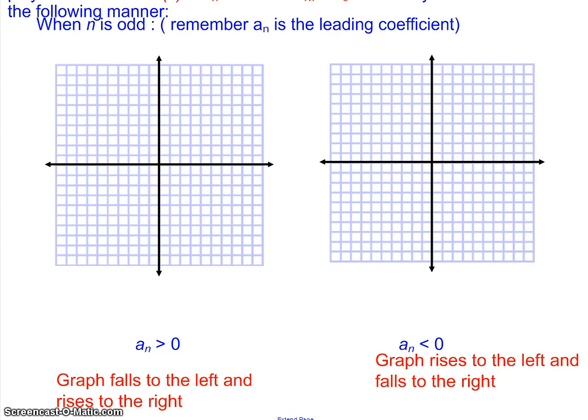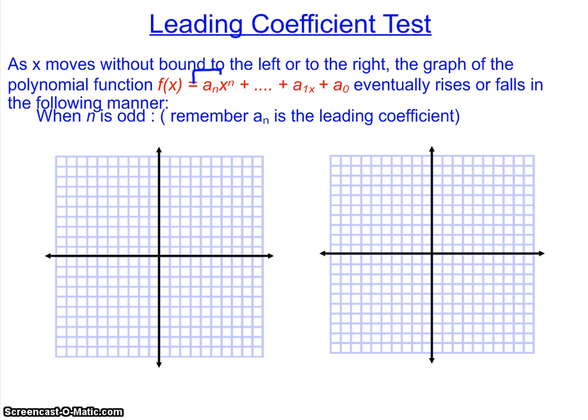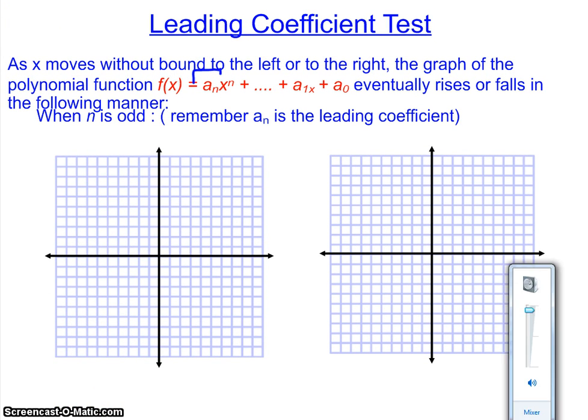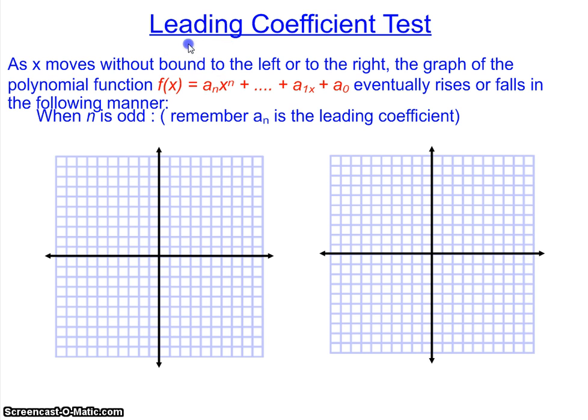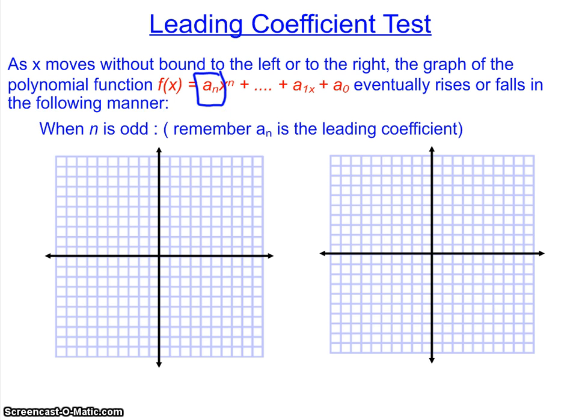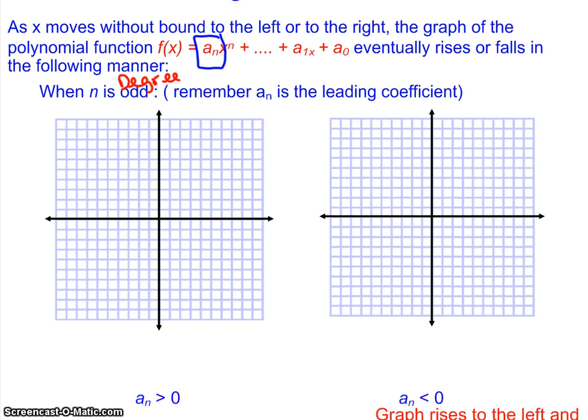Okay, let's talk about the end behavior. The leading coefficient determines the orientation of the graph. Remember that the leading coefficient is the number in front of your highest degree. So we're just going to look at the odd degrees. That would be a cubic, a quintic, x to the 7th, so on and so forth. Linear also.